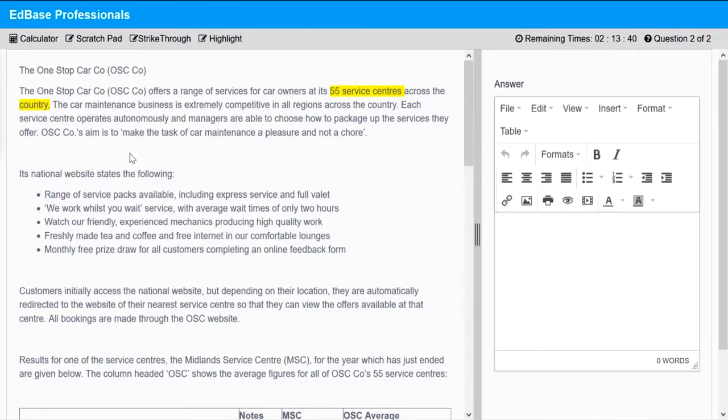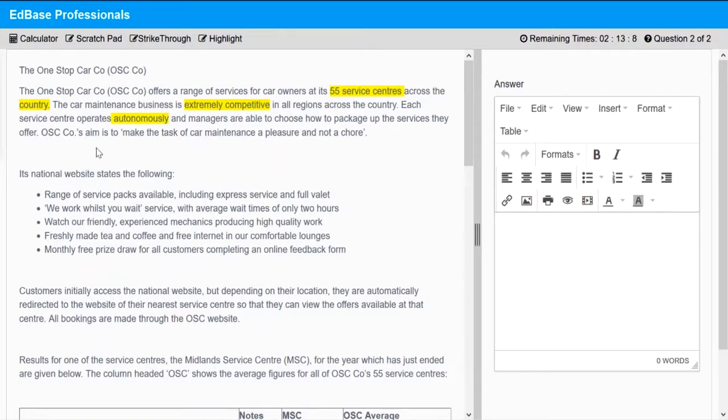Now, the car maintenance business is extremely competitive in all regions across the country. So here, extremely competitive is my keyword. Each service center operates autonomously. Autonomously is also another keyword. That means the service centers are decentralized. They can make their own decisions, and the managers are able to choose how to package up the services they offer.